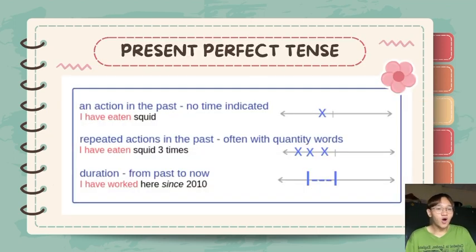Here is the timeline of present perfect tense. First, an action in the past which no time indicated. Example sentence, I have eaten squid. Second, repeated actions in the past and often with quantity words. Example sentence, I have eaten squid 3 times.